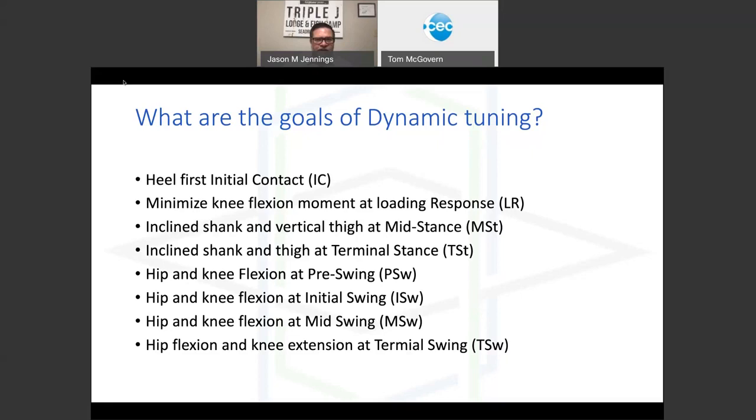Do you have an inclined shank and a vertical thigh at mid stance? And then in terminal stance, is the thigh inclined as well? Do you get hip and knee flexion at pre-swing? Do you get hip and knee flexion at initial swing and then through the swing phase? And then do you actually get knee extension in terminal swing so that you're set up for that heel first contact again?